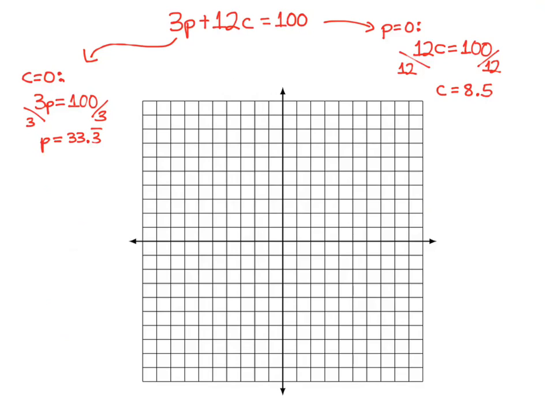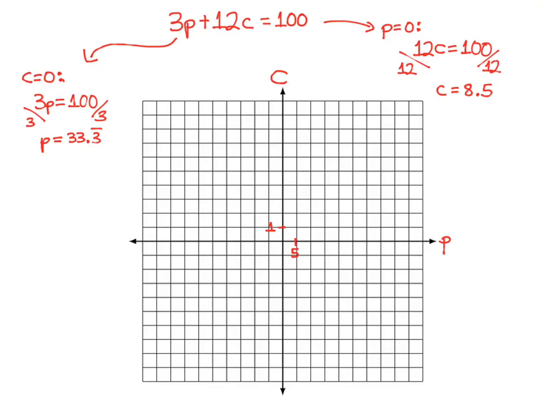So let's see, we got a p-axis and we got a c-axis, and then you already know you need to get up to 33 1/3-ish on the p-axis, so you might need to go by 5s there. On the c-axis, you only have to get up to 8.5, so 1s would work. Remember, you do not need the same scale for each axis, right? You could have one scale on the horizontal axis, a different scale on the vertical axis.